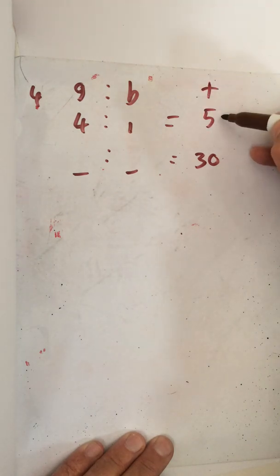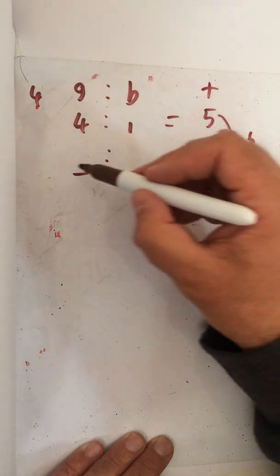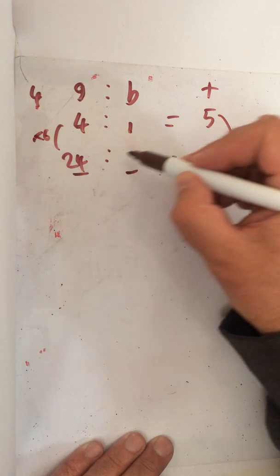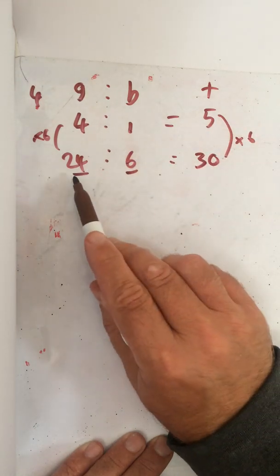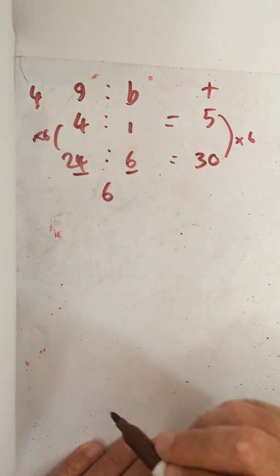This is my total column. So there we go, times 6. Okay, so if I times that by 6 as well, I get 24 girls, and 6 boys. And what was the question? How many boys are there? Answer is 6 boys.